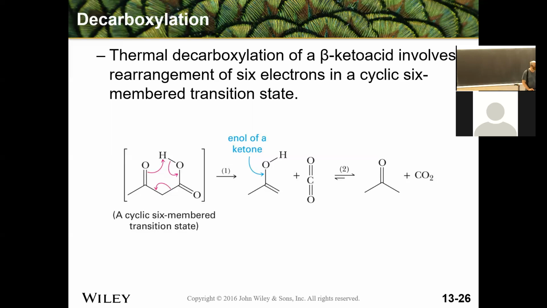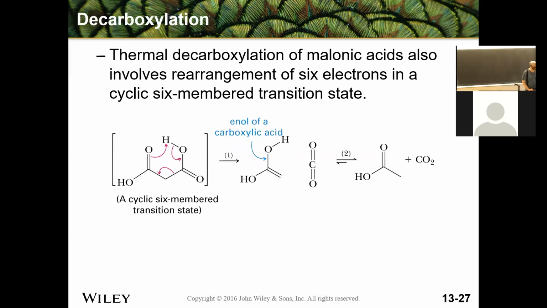Okay, so that is with a beta keto acid. This is with malonic acid, or propane dioic acid, sorry. That also forms the same cyclic six-membered transition state.